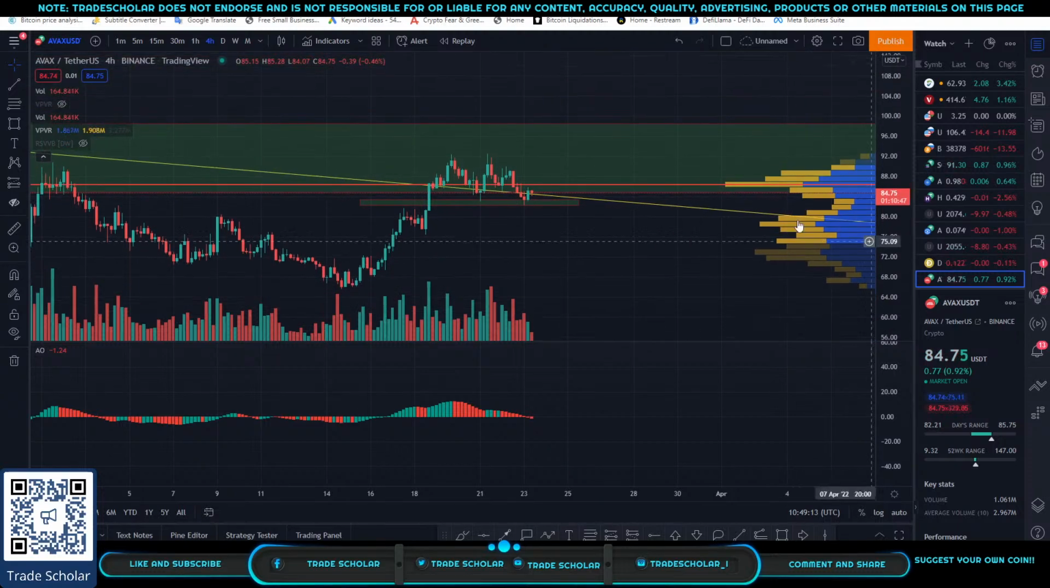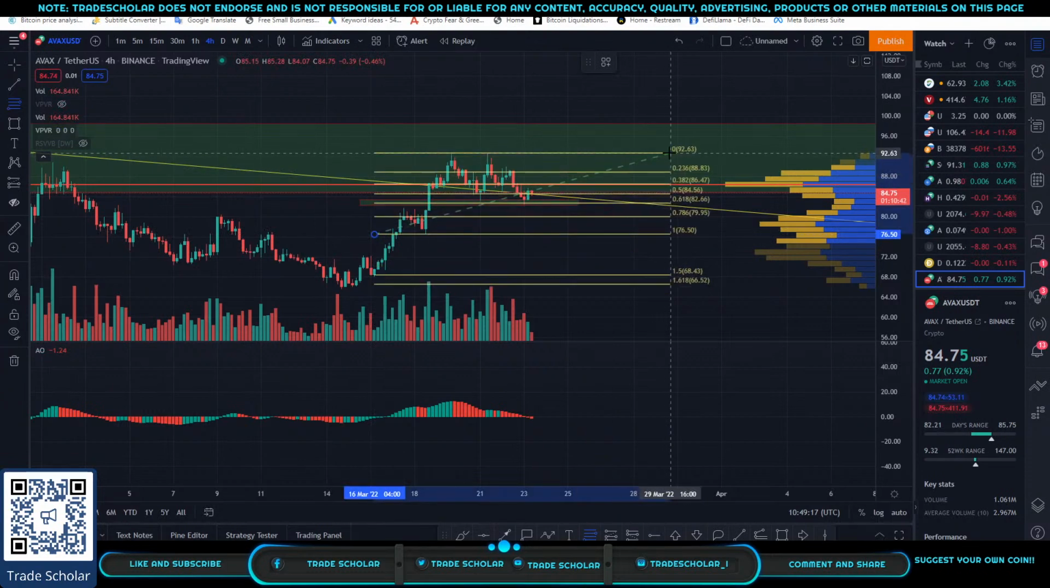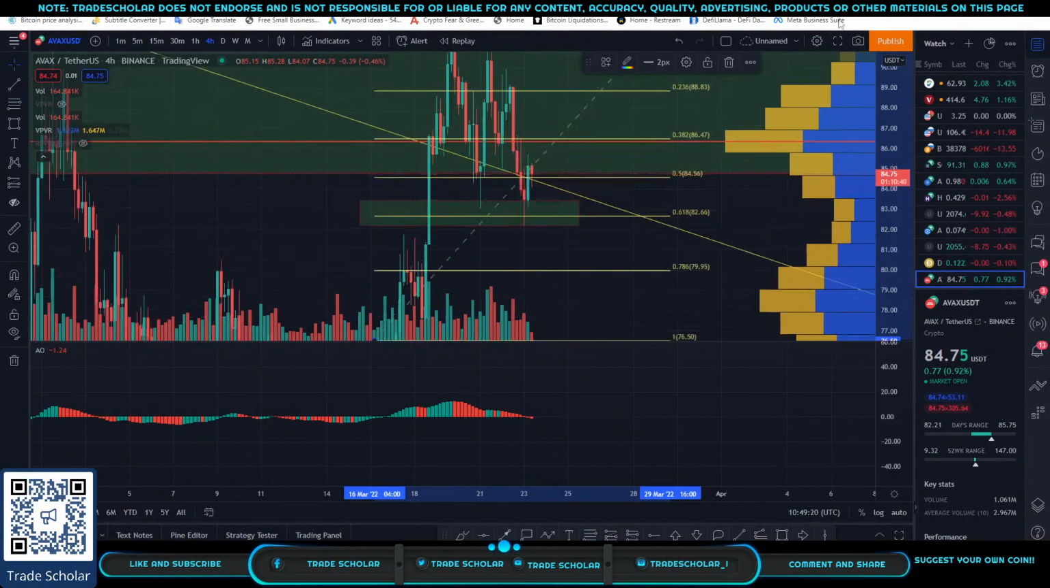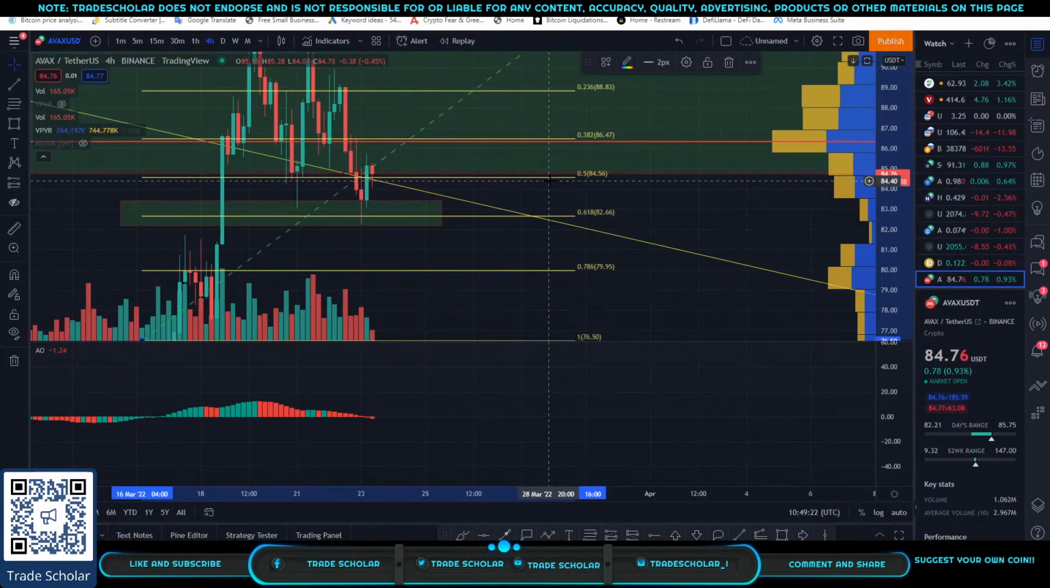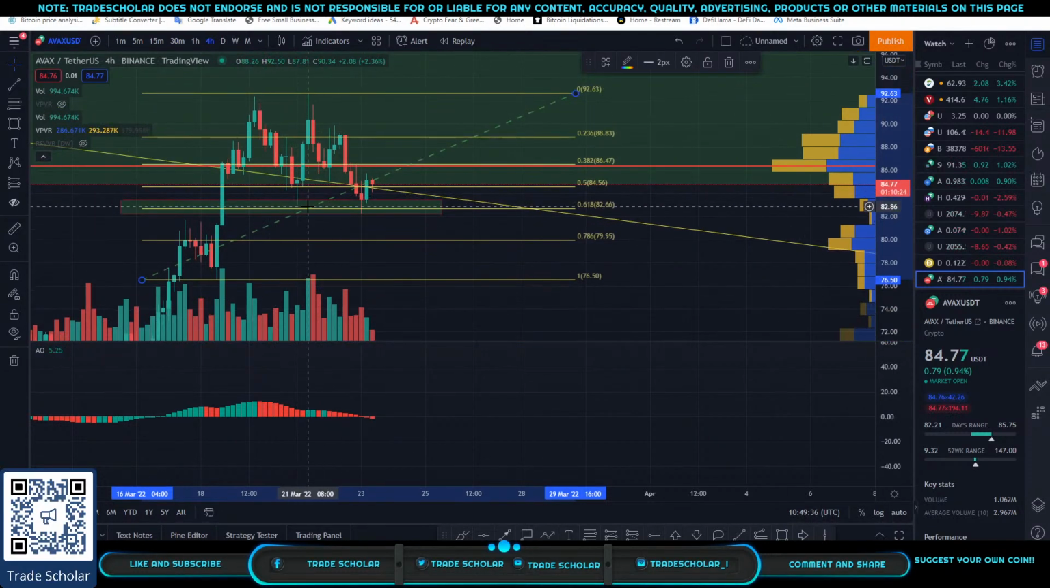Pull out a Fibonacci line from swing low to swing high. Right now we are at 0.5, 84.6. Next support is right here, 82.66. You can buy a long position. This is a strong demand zone. We always pump touching this one.